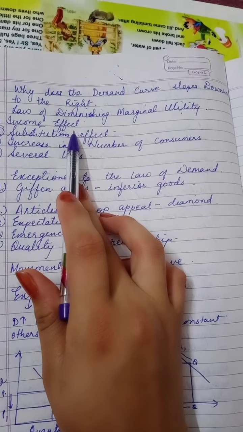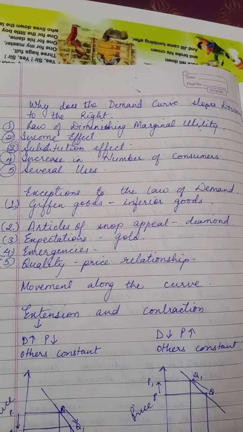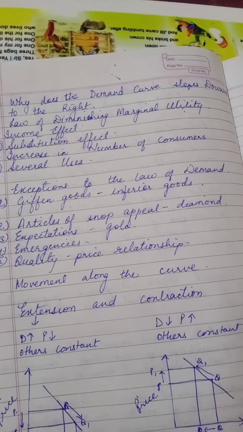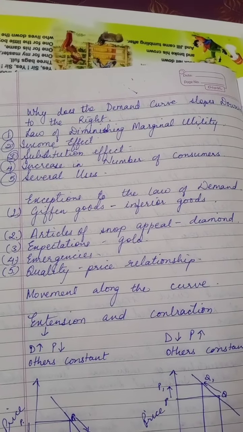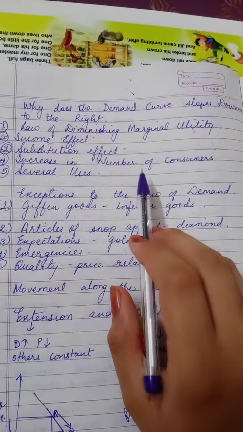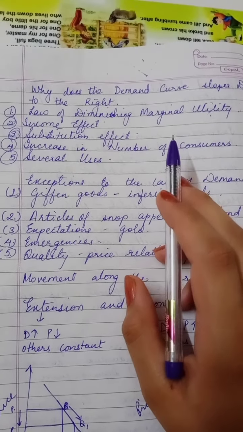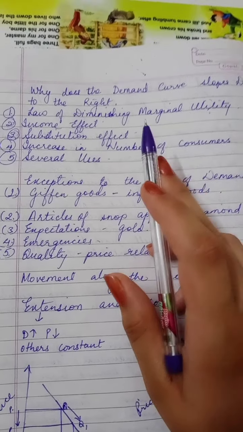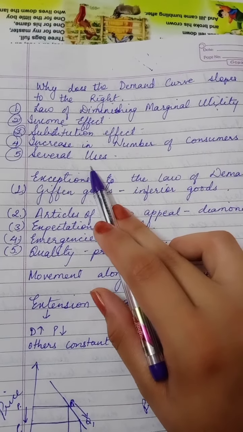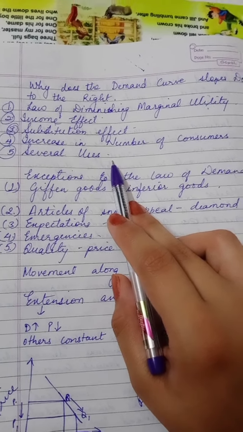Then the income effect: as the income is the same, the price will have an inverse relation. Then the substitution effect: if the substitute has a constant price, there will be a downward slope of the demand, right? Then an increase in the number of consumers. The consumers are increasing, but if prices also increase, the demand will fall. Then, things have several uses. That is why we can say the demand curve slopes downward.